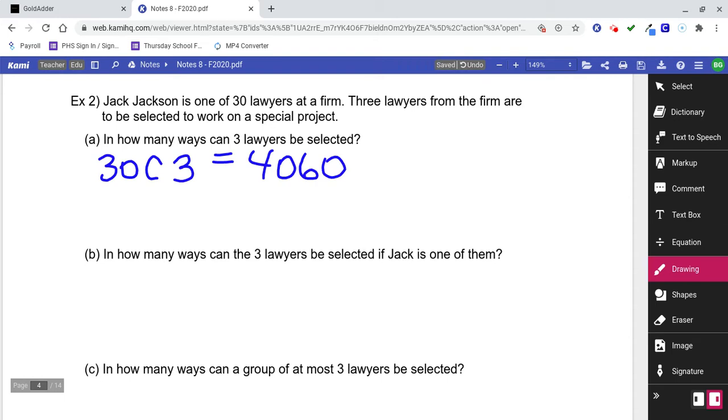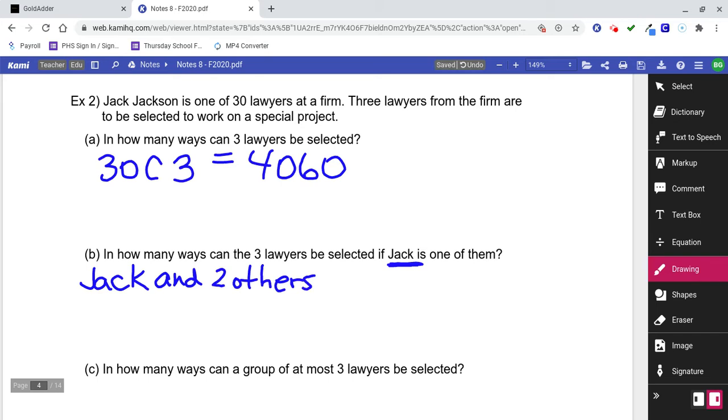Part B, in how many ways can the 3 lawyers be selected if Jack is one of them? Okay, now we get a little bit more complicated. Sometimes it's not straightforward and you really have to think about it, okay? So think really hard. If they said Jack is one of them, there's an implication there. The implication being Jack and 2 others.